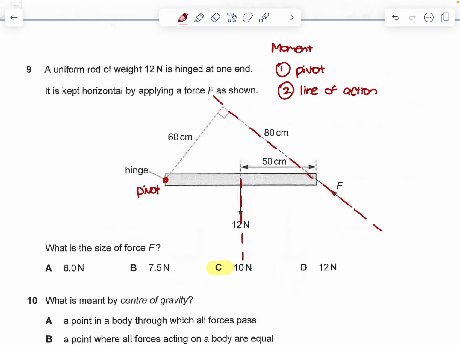Line of action. So you can see that this is the perpendicular distance for force F. And this is the perpendicular distance for the weight. And finally, you solve using the principle of moments. So the force will give you an anti-clockwise moment. The 12 newtons will give you a clockwise moment. And use the formula: moment equals force times perpendicular distance.